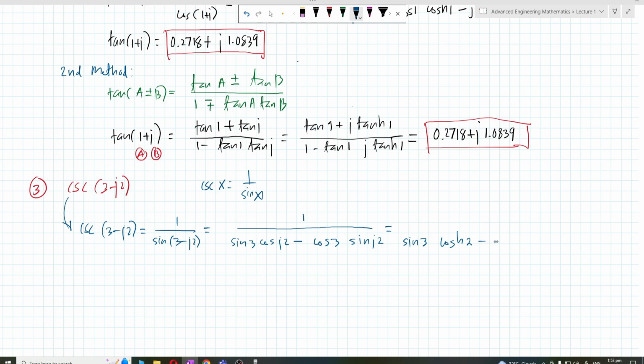Then minus cosine of 3. The sine of j2 is j times sine hyperbolic of 2. Here, guys, I will put the j in front of cosine 3. Then it's just a calculator. So therefore, what is the cosecant of 3 minus j2?